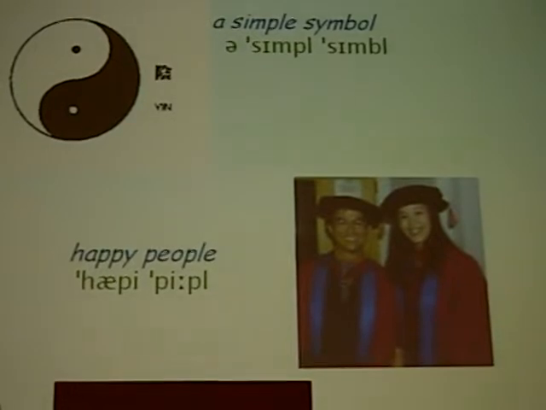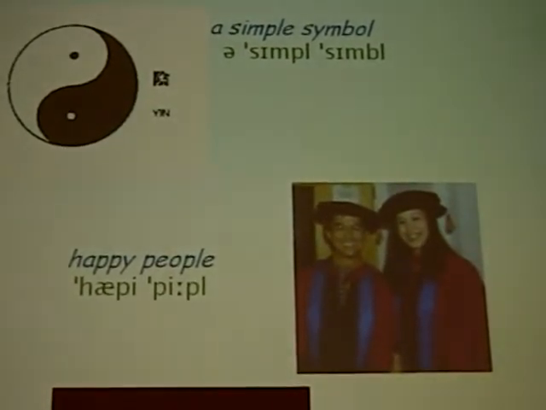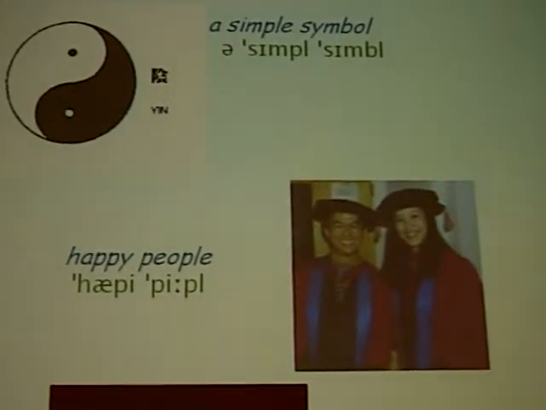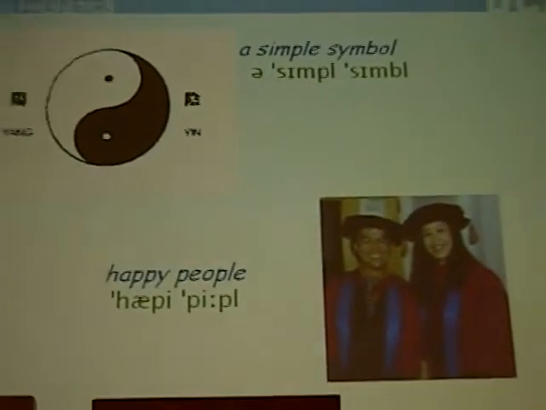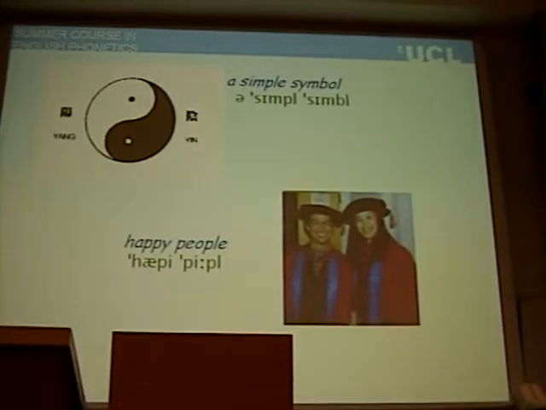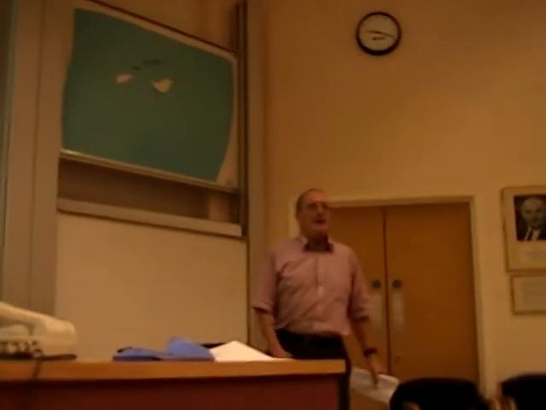There are some pairs for practicing in the middle. A simple symbol. P versus B, a simple symbol. Danish mispronunciation is simple symbol. And another pair, happy people, voiceless P's in the middle. Happy people. Danish problem is happy people. Doesn't sound quite right in English.